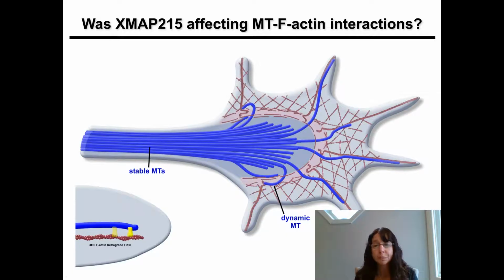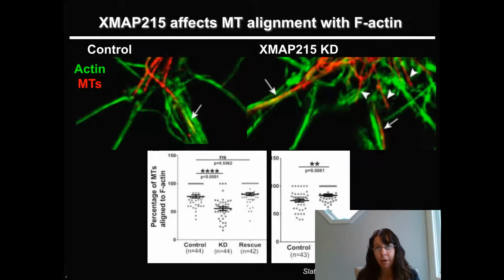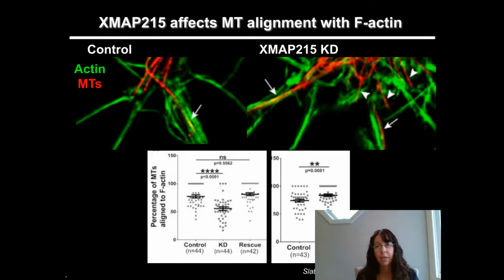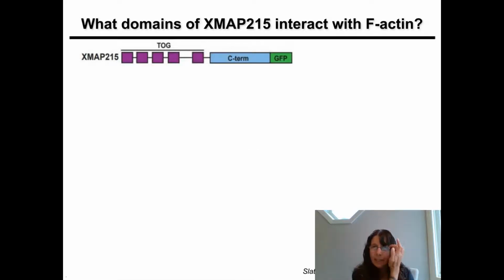So Paula looked at the alignment of the microtubules to these F-actin bundles, and she found that with the XMAP215 knockdown condition, there was a reduction in the percentage of microtubules that were aligned to F-actin. Again, this could be rescued by adding back XMAP215. And if she overexpressed XMAP215, there was an increase in the number of microtubules that were aligned to the F-actin. And so this suggested that, yes, indeed, XMAP215 can affect microtubule alignment with F-actin in growth cones. So she wanted to know, well, what part of XMAP215 was facilitating this interaction?